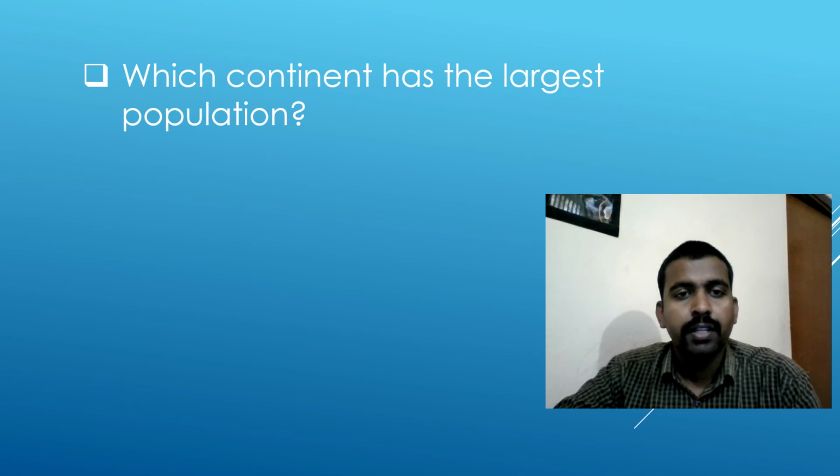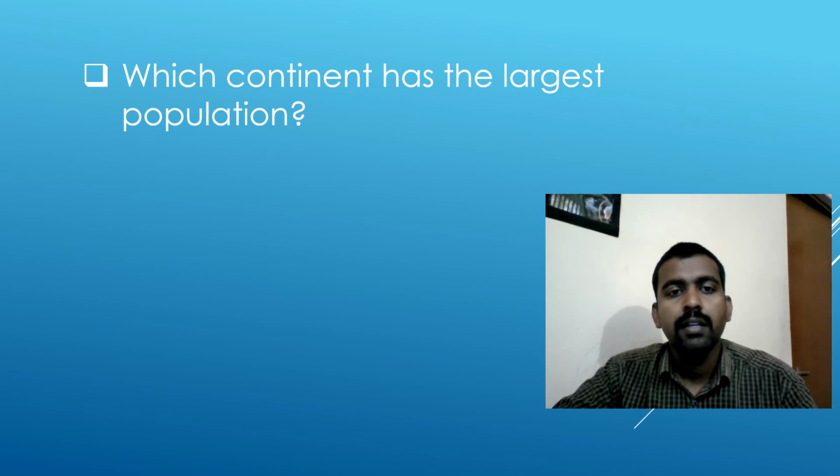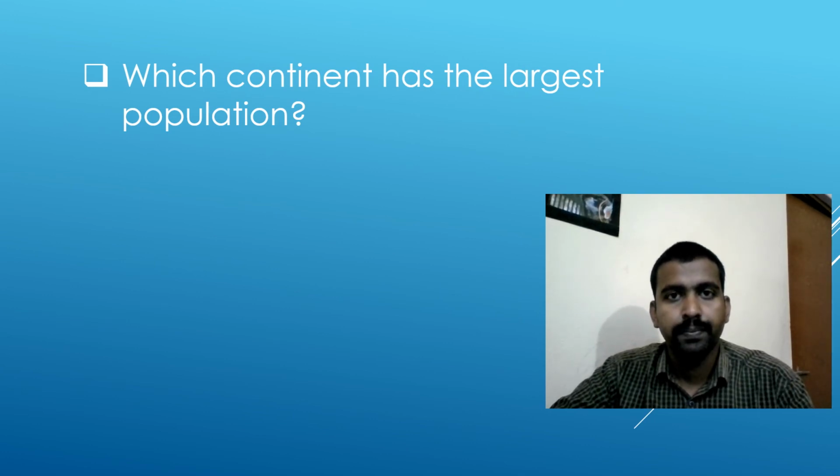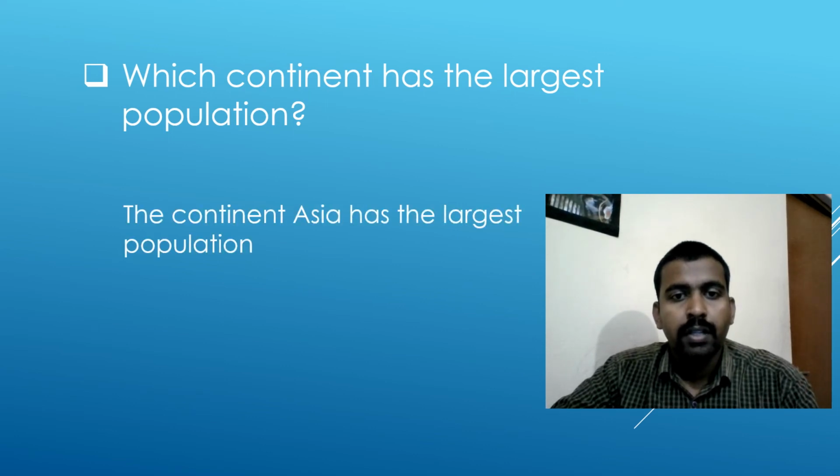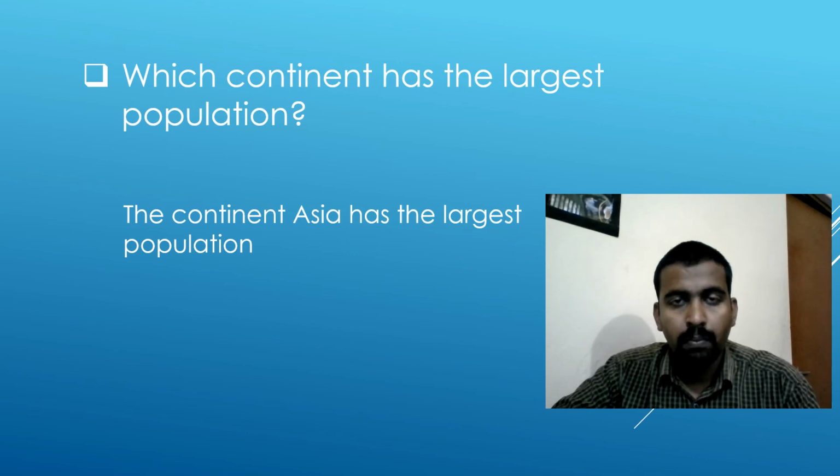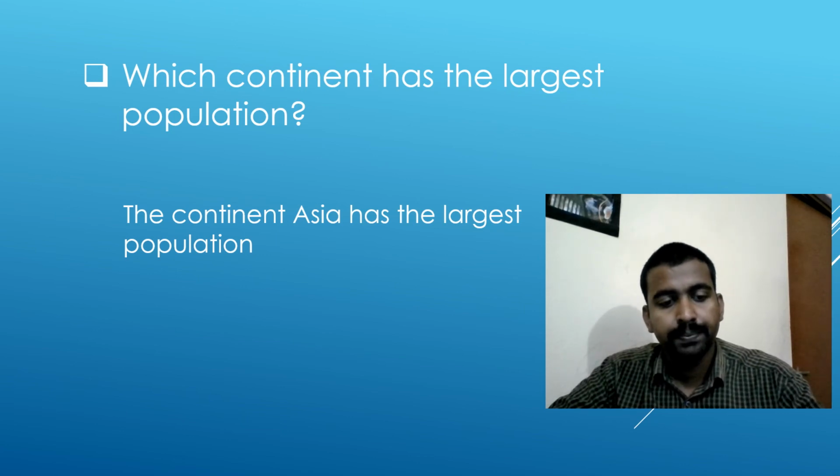Our next question is which continent has the largest population? The answer is the continent Asia has the largest population because the two most populated countries, that means China and India, are situated in this continent Asia. So Asia has the largest population.